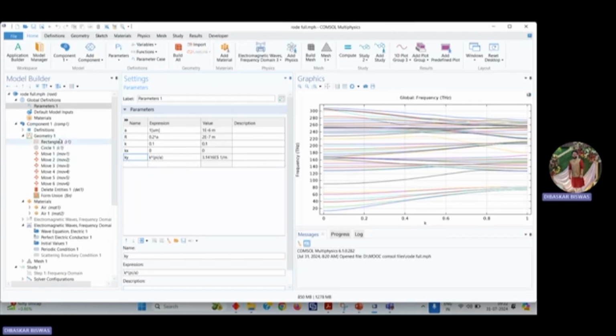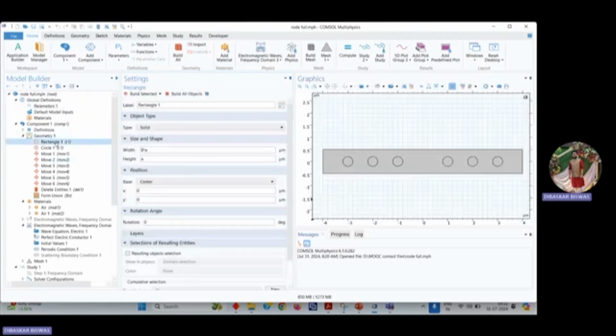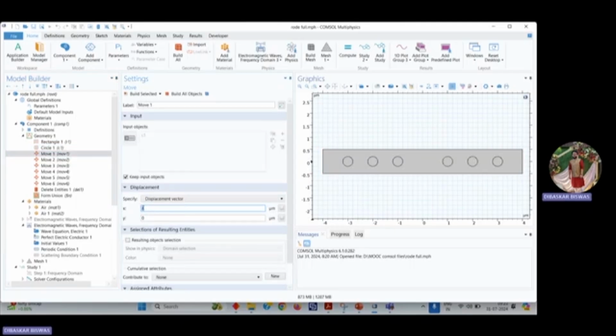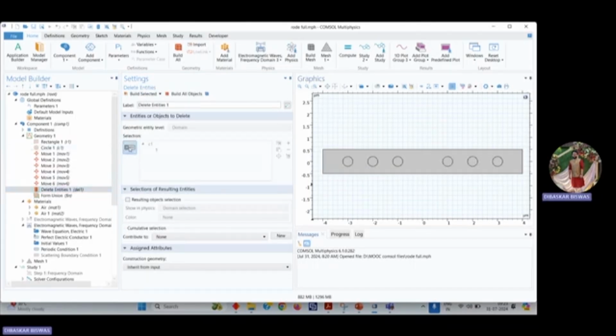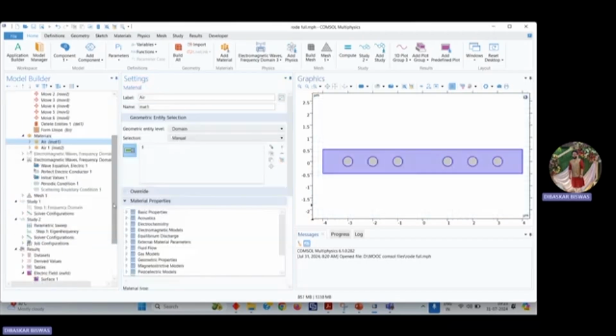Then you go to geometry, first make a rectangle, then make a circle, and then you copy or repeat these circles along this line. The distance between these two circles is the lattice constant, the displacement a. Then you delete one circle from here. This is the circle I am deleting to create the defect. That's how you create a super unit cell, and then you fill the materials.